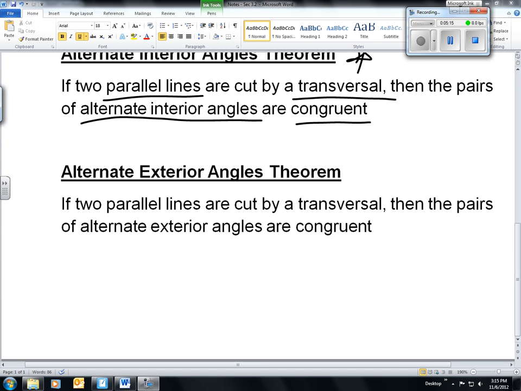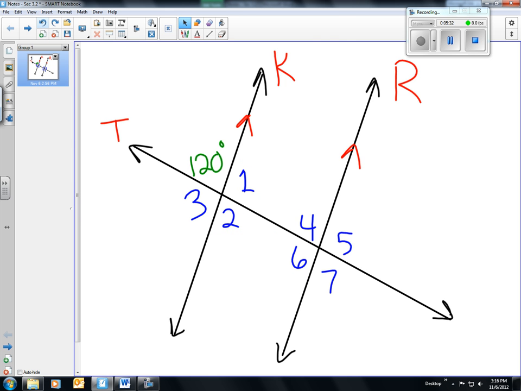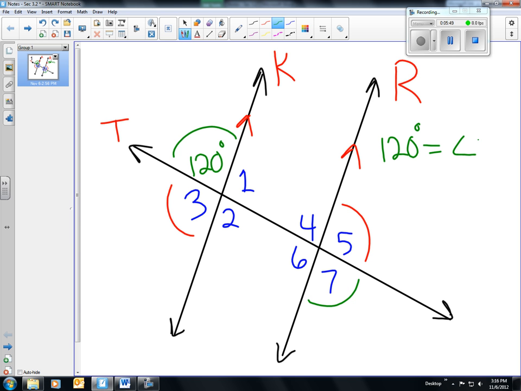And lastly, the alternate exterior angles theorem. So again, we have to have two parallel lines cut by a transversal. Then the alternate exterior angles are congruent. So let's look at the diagram here. So the alternate exterior angles would be angles 7 and 120, or angles 5 and 3. So those are the alternate exterior angles. And what we can say then is this: 120 is equal to angle 7. Angle 3 is equal to angle 5.